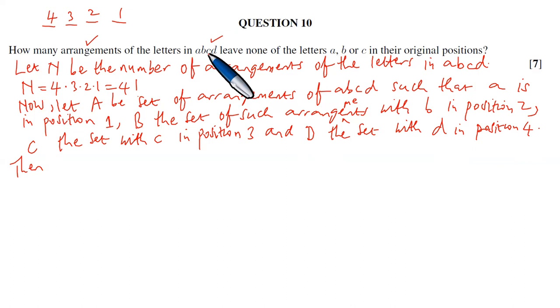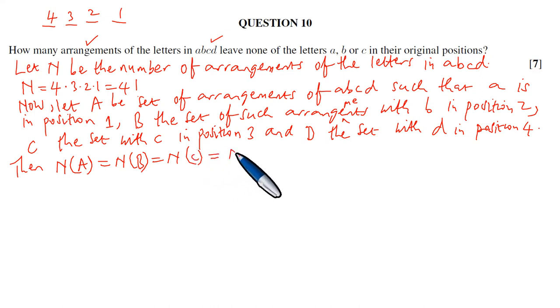Okay, what is the meaning of this? And what is the implication? The implication then is the number of the arrangements in the set A will therefore be the same as the number of the arrangements in set B, and will be the same as the number of the arrangements in set C, and will be the same as the number of the arrangements in set D.